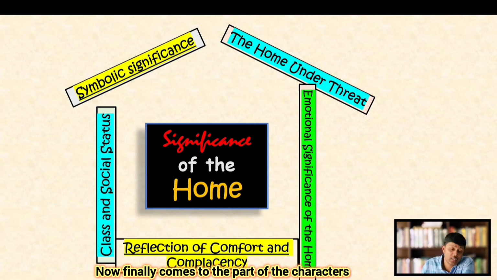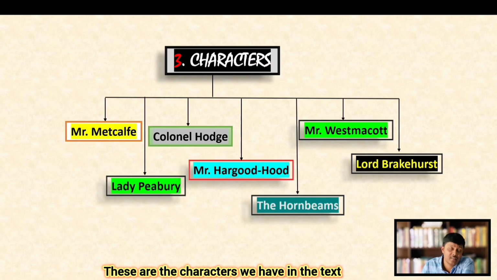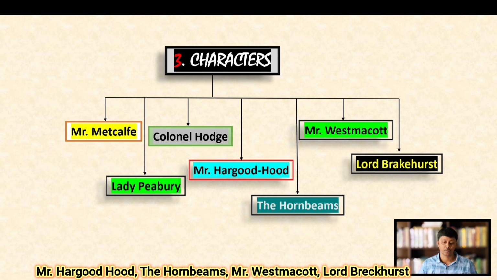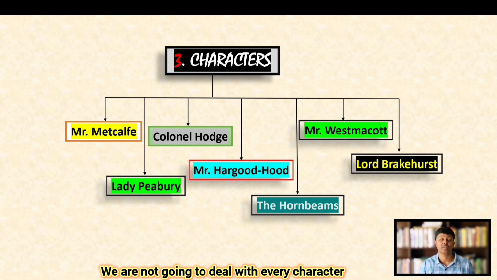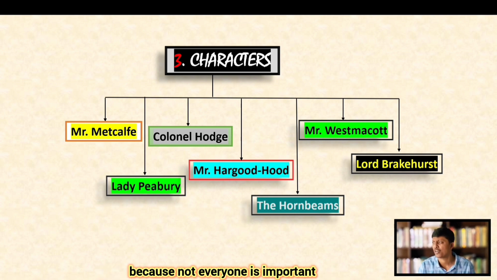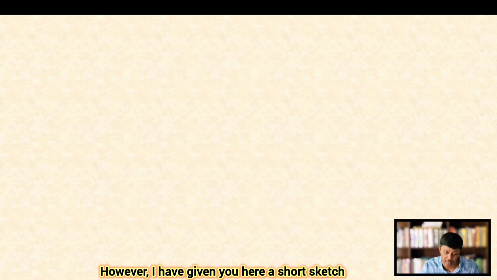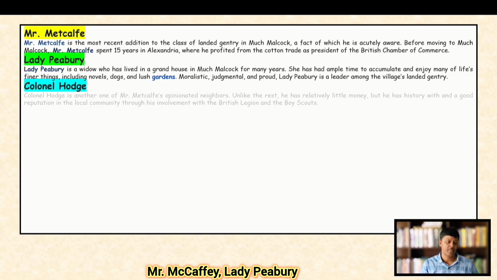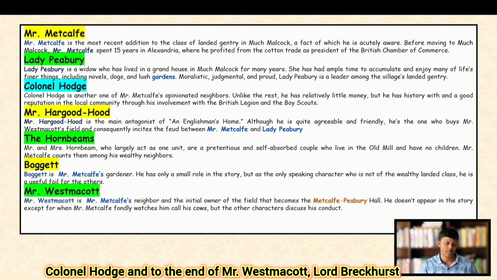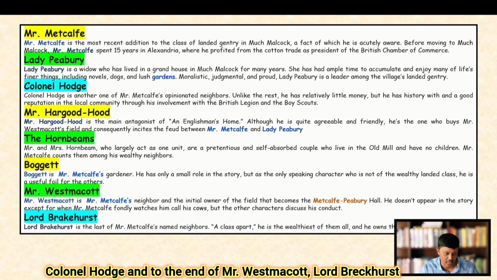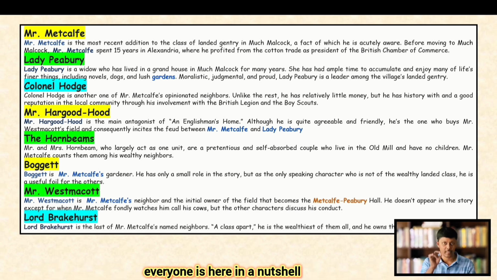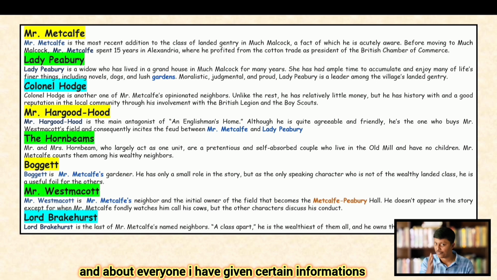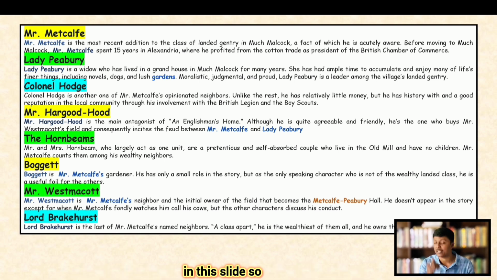Now, finally comes the part of the characters. These are the characters we have in the text: Mr. Metcalfe, Lady Peabury, Colonel Hodge, Mr. Hargood Hood, the Hornbeams, Mr. Westmacott, Lord Breckhurst. We are not going to deal with every character because not everyone is important. However, I have given you here a short sketch of all the characters. Everyone is here in a nutshell, and about everyone, I have given certain information in this slide.